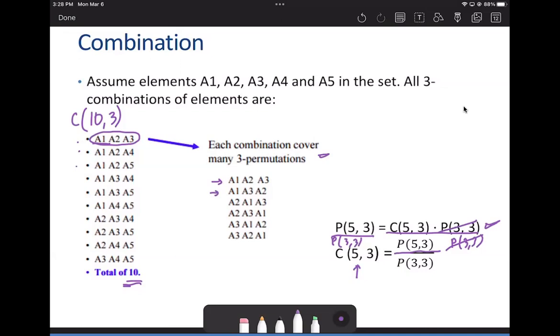So what we are actually doing here is, diba, we are concerned with the selection of, let's say, 3 items out of 5. Okay? So dinidivide natin siya with permutation of 3 taken 3. Kasi diba, this is n, this is r. So, na-select na siya. And then after that, we divide it with the possible na arrangement. Kasi sa combination naman, we are not concerned with the order.